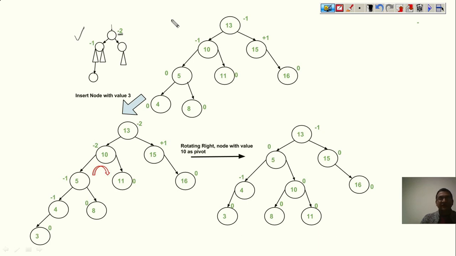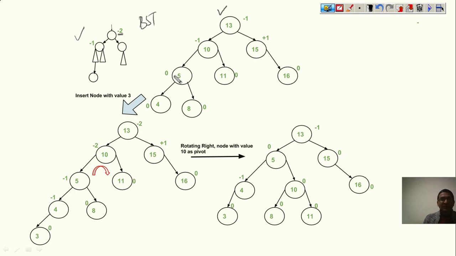That suggests this is not an AVL tree. So let us take one example here. This is a binary search tree, but this is not AVL. Let me check here. This is AVL, because all the nodes have a balancing factor less than 2, or you can say they have -1, 1 and 0.